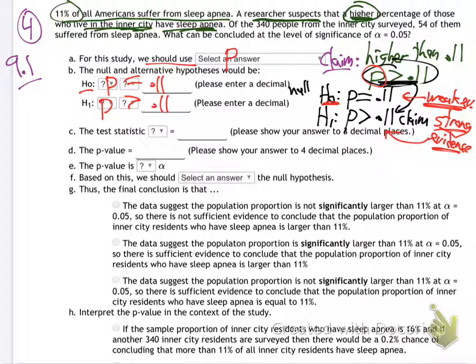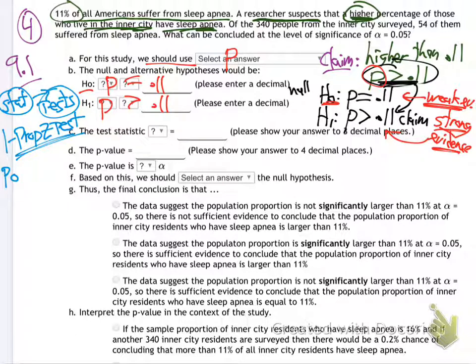And specifically, we're going to do the, if you hit stat and then go over to tests, and then go down, we're going to do the one prop Z test, which is number 5. Go down to the one prop Z test, and when you do, it'll ask you P0, X, and N.